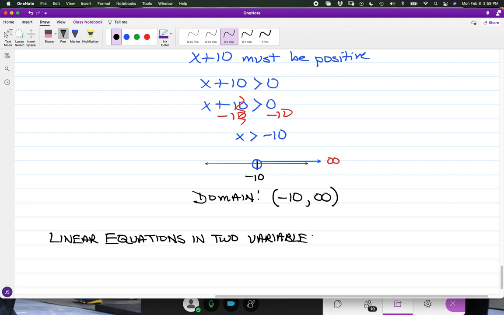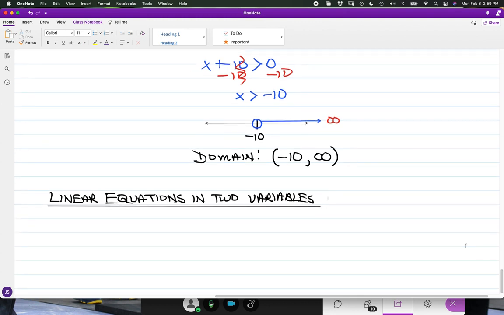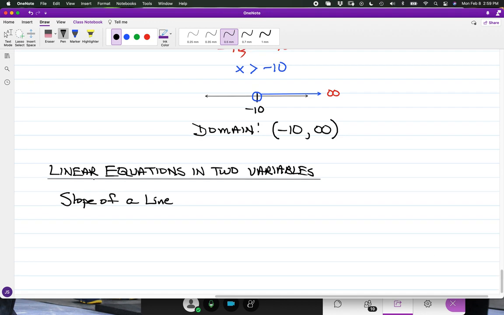And one of the key foundations that we have for linear equations in two variables, such as x and y, is going to be slope. And for the slope of a line, now the slope of a line, that's going to run through 2 points.